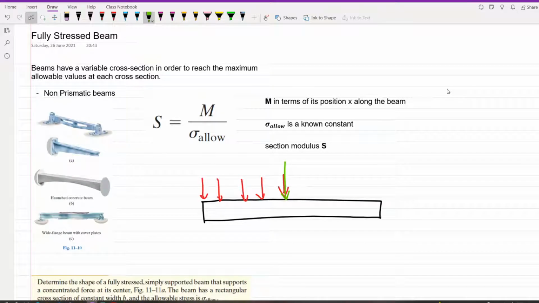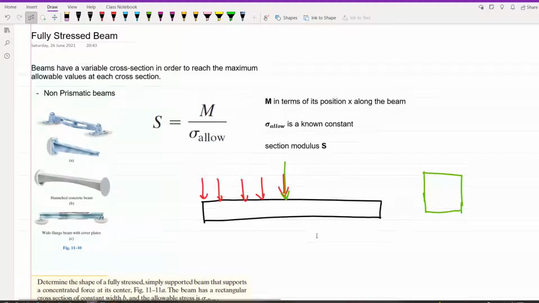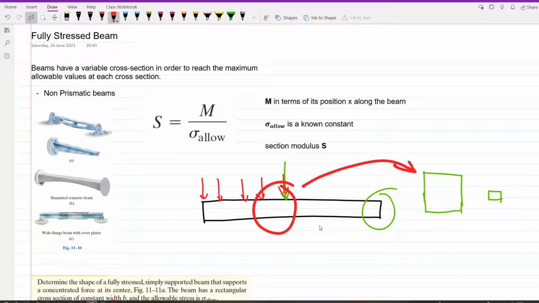I can maximize the cross-section of each beam for whatever moment it experiences. For example, here there is a larger moment, so I will make the cross-section bigger. While here, I don't have much moment, or only a small moment, so I can modify it to save material. So the cross-section can be small at this point, whereas here, where I know the moment is large, the cross-section is large.